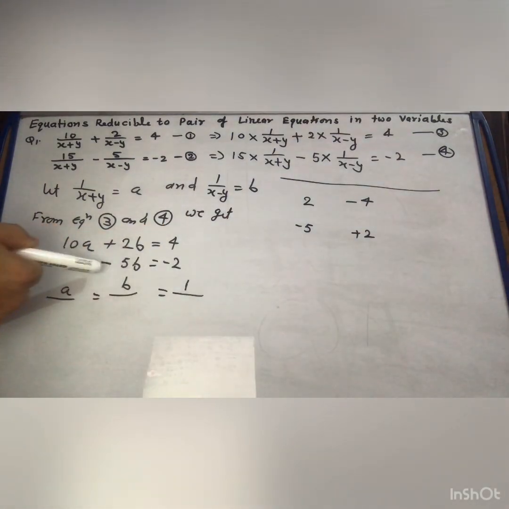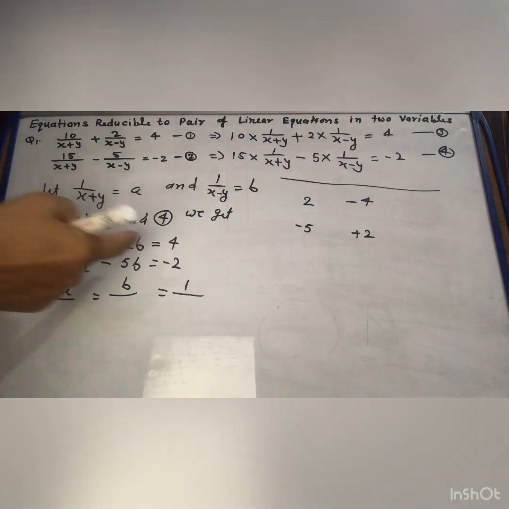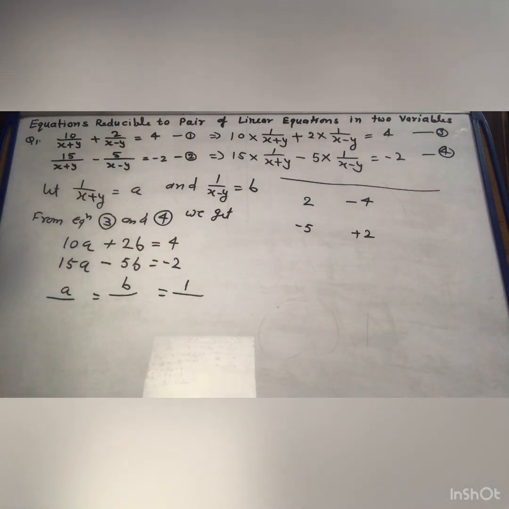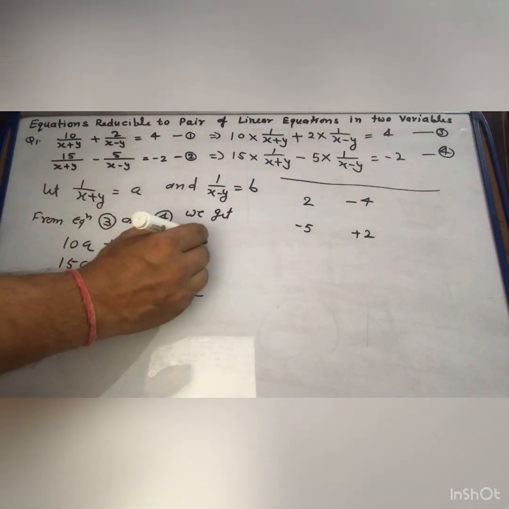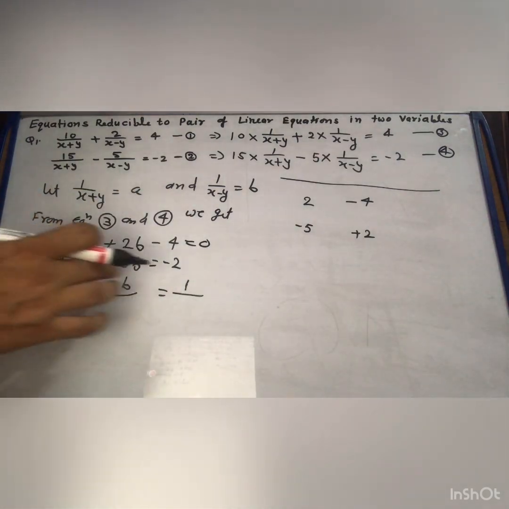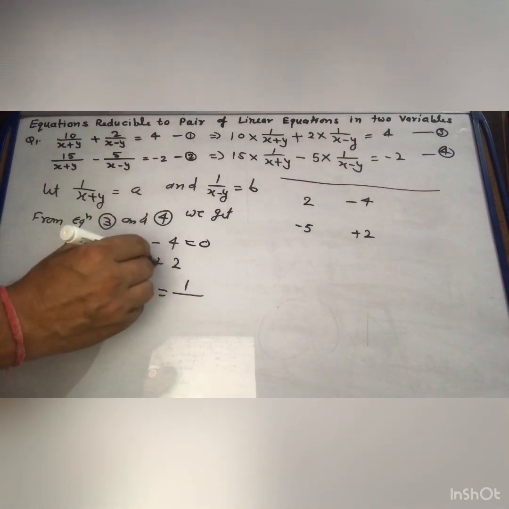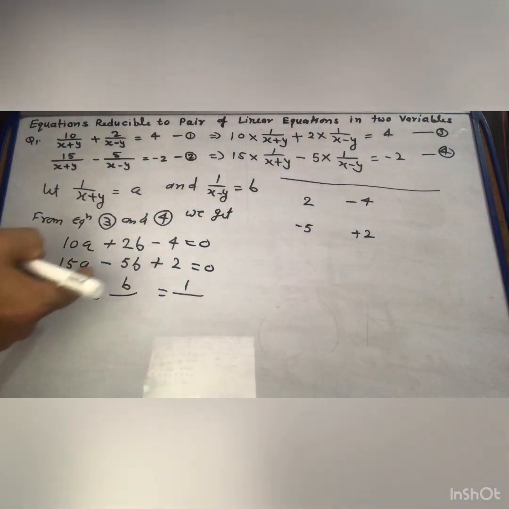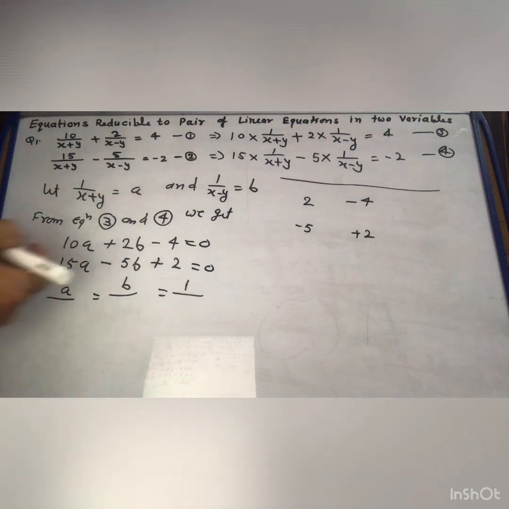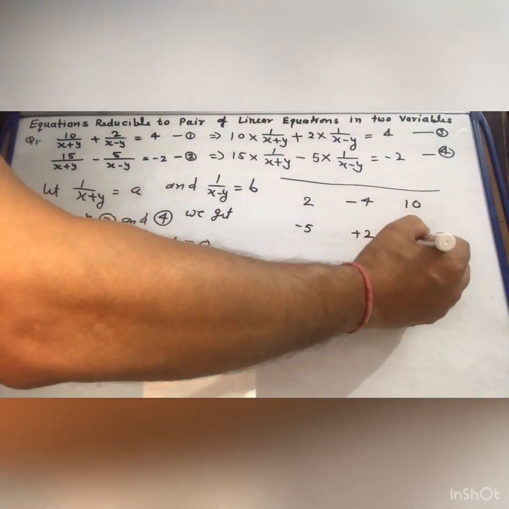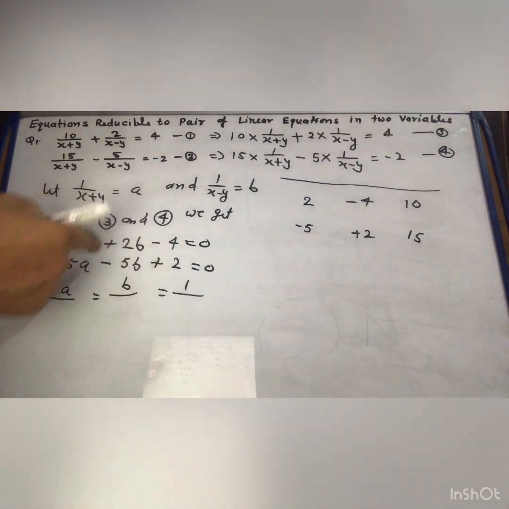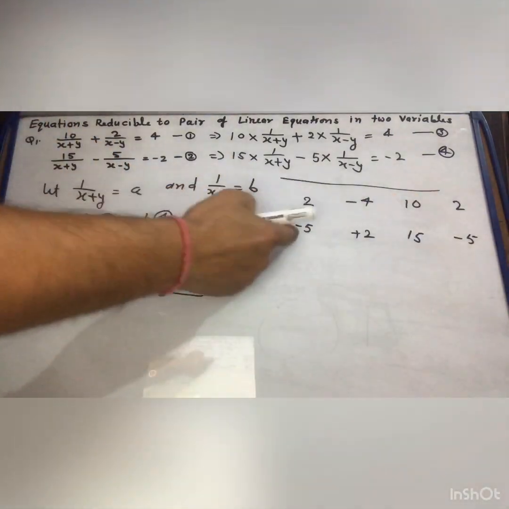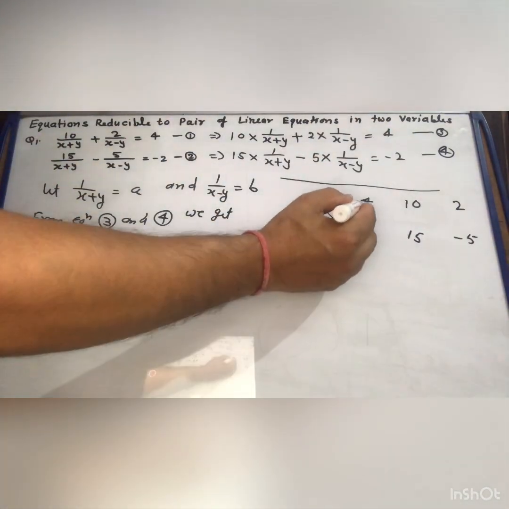Why? Because this is not in standard form. First of all you transpose to the left side: 4 you transpose to the left side, then you will get minus 4 equal to 0, and minus 2 if you transpose to the left side, then you will get plus 2 equal to 0. So the constant terms are minus 4 and plus 2. After that, the coefficients of a, 10 and 15. After that, once again you will repeat the coefficients of b, that is 2 and minus 5, same as before.